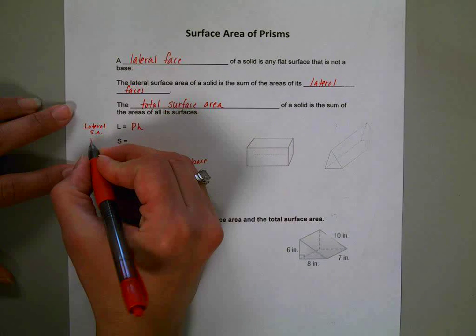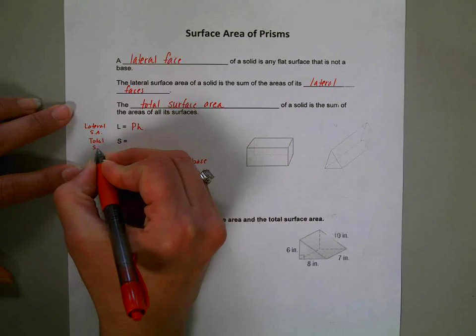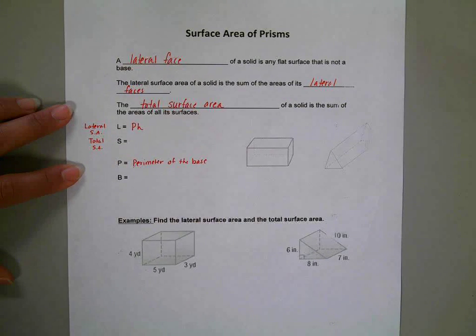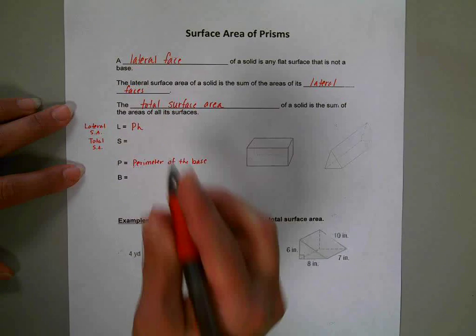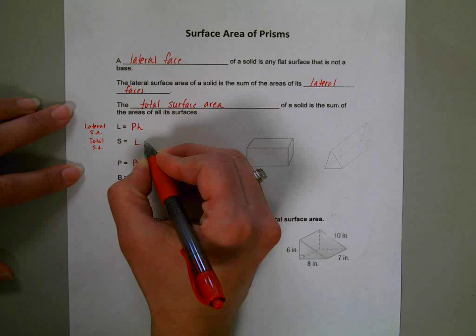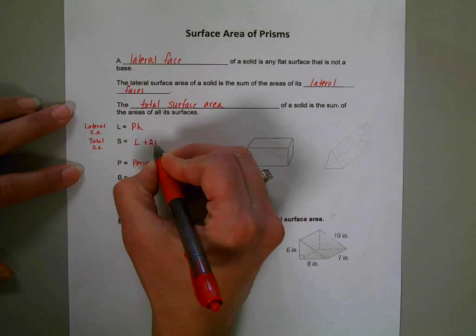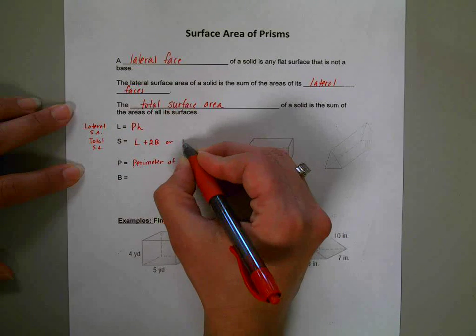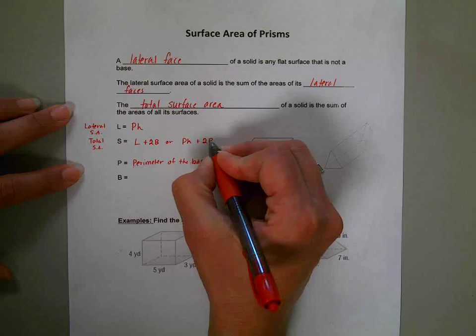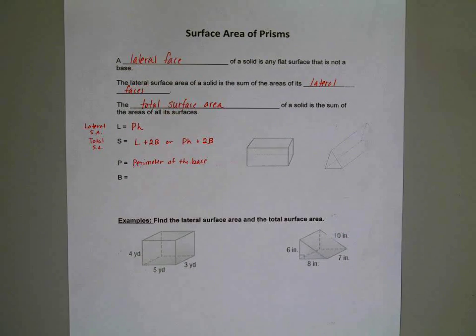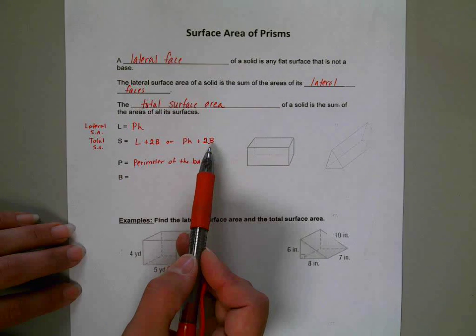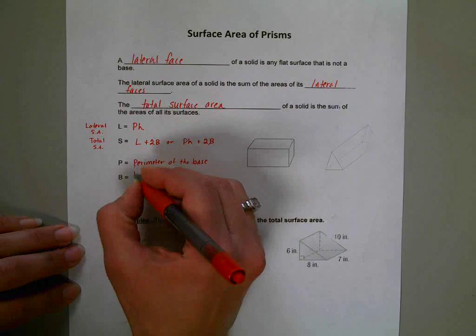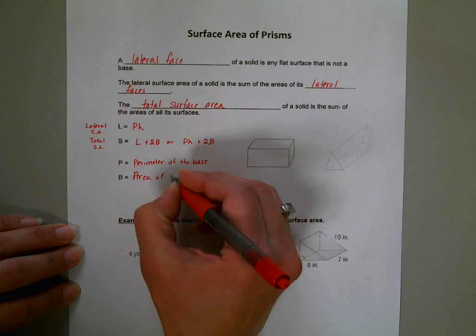S is going to be our total surface area. And for that, we can use two different formulas. We can do L, lateral surface area, plus 2 times the area of the base, or we can do Ph plus 2B. If a problem asks you to find both lateral and total, you can find the lateral and then just substitute that in for the total. Now we should be familiar with big B. Big B is the area of the base.